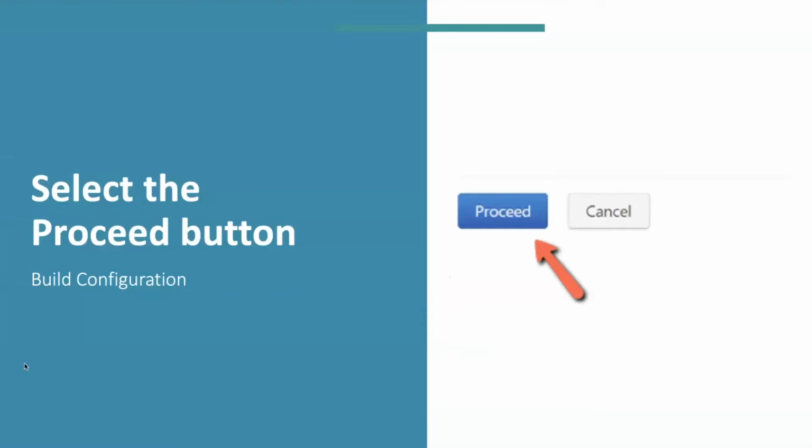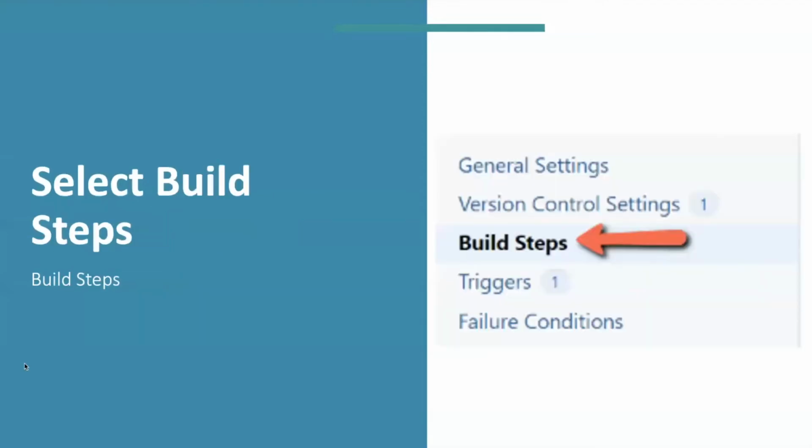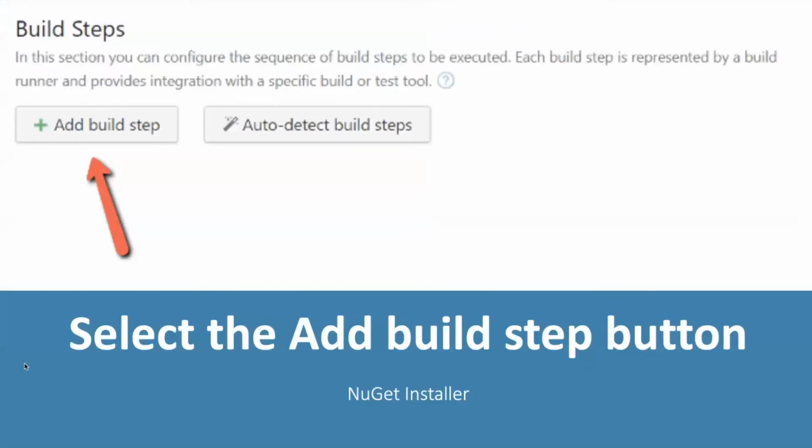Once we hit the proceed button, we'll actually be opened up to our edit configuration screen. On the left, there'll be a bunch of different options, but the main one that we care about is the build steps option. So go ahead and select build steps. On the next screen, we're going to hit add build step. And we're going to be adding 3 steps to our C# build configuration. And to do that, we're going to add our initial step, which is the add build step button.